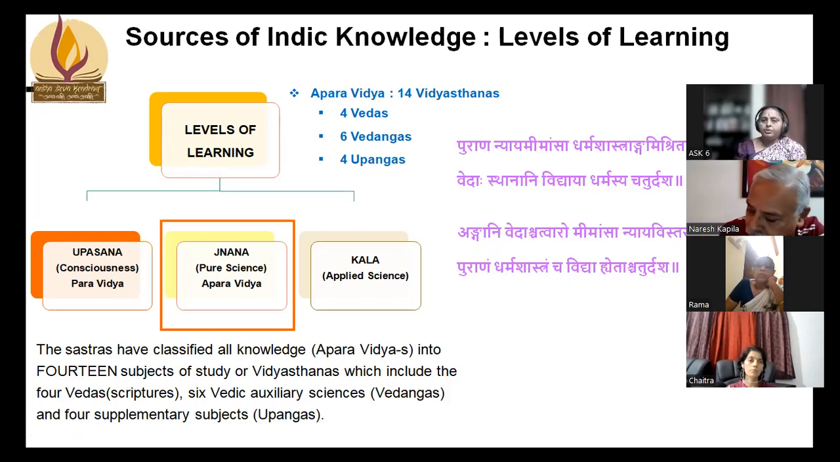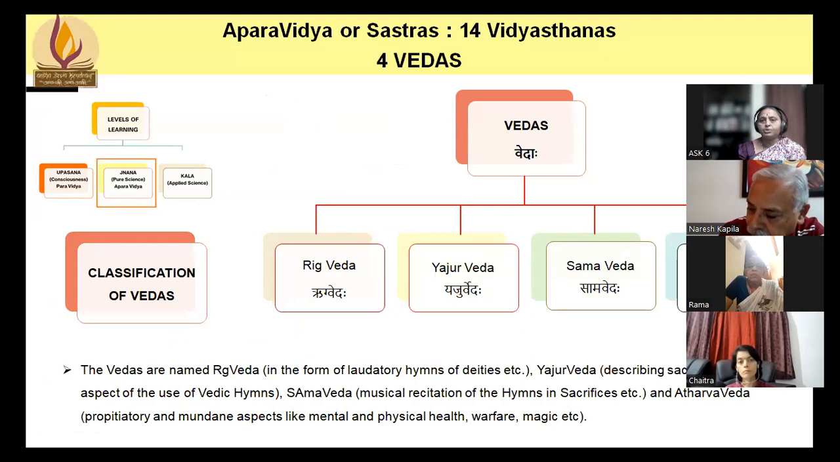Today we are going to discuss mainly the terms Vidya and Jnana. But before that, let us go through the Vedas and the branches first. Vedas, as you all know, are Rig Veda, Yajur Veda, Sama Veda, and Atharva Veda. These are the classification of Vedas. What is in each, we will discuss later.